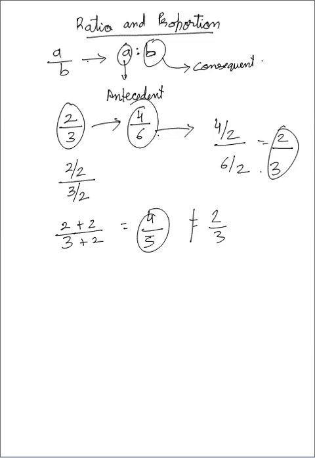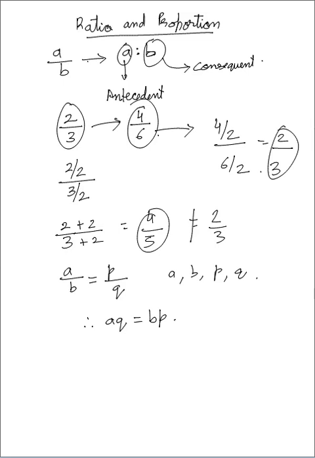Next thing which we have to keep in mind is, suppose two ratios are given, like a by b is equal to p by q. Here we can say all these numbers a, b, p and q are in proportion, and we can easily cross multiply. So aq is equal to bp. This cross multiplication we can do and we can get the relation.